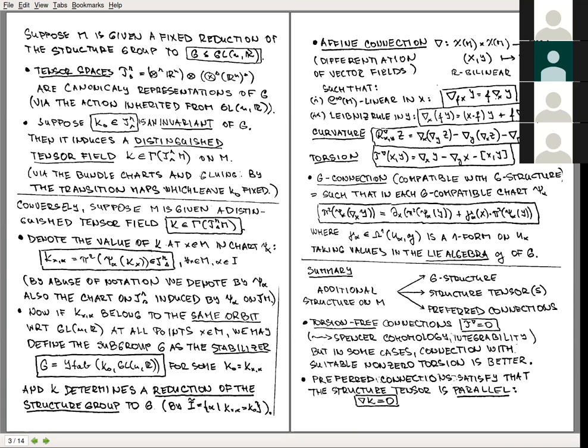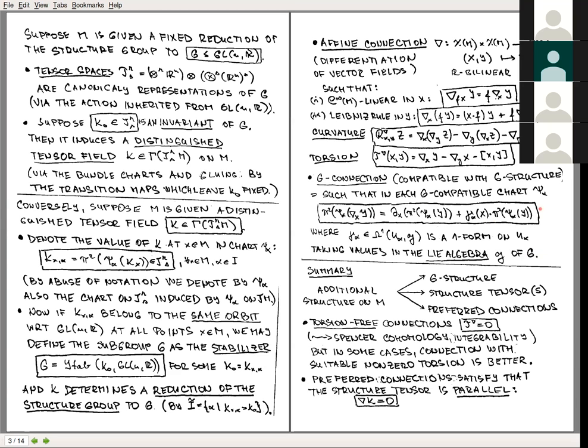if we have a G structure, we can look at G connections, which are compatible with the G structure. And one way to say this is that in each G-compatible chart, if we map all the values by the bundle charts and look just at the second component, which lives in the standard fiber, then the connection differs from the partial derivative just by the action of some one-form gamma alpha, which depends on the chart and takes values in the Lie algebra g of the structure group G.